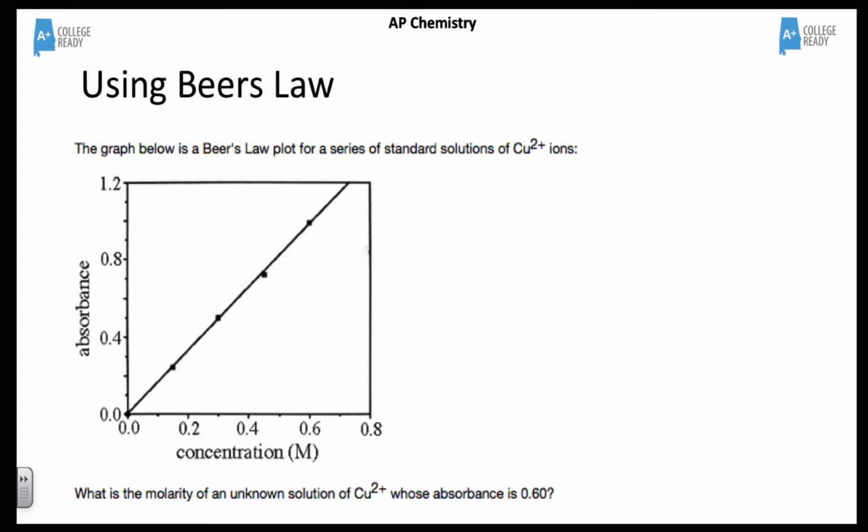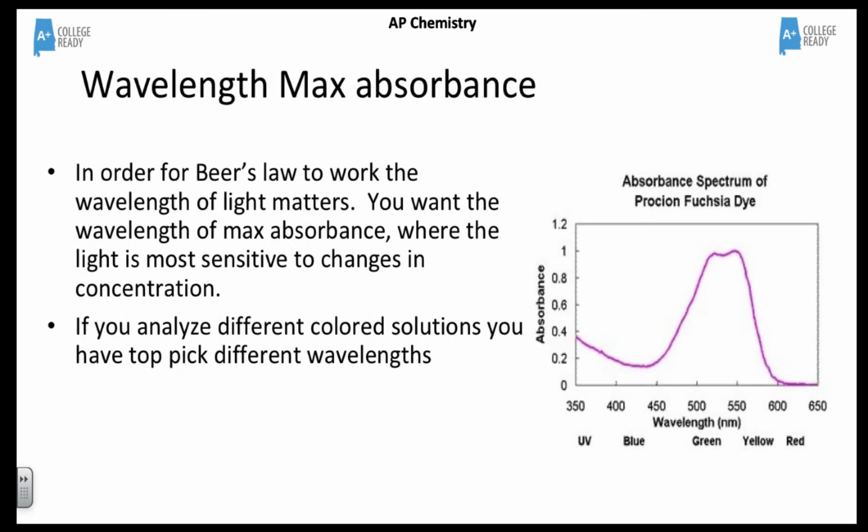Knowing that, AP throws a lot of questions at students and asks them to analyze errors using Beer's law, where they might give you a dot on the graph, say here, and ask what could cause that. Well, maybe there was a smudge on the glass, or maybe it was set to the wrong wavelength or whatever.